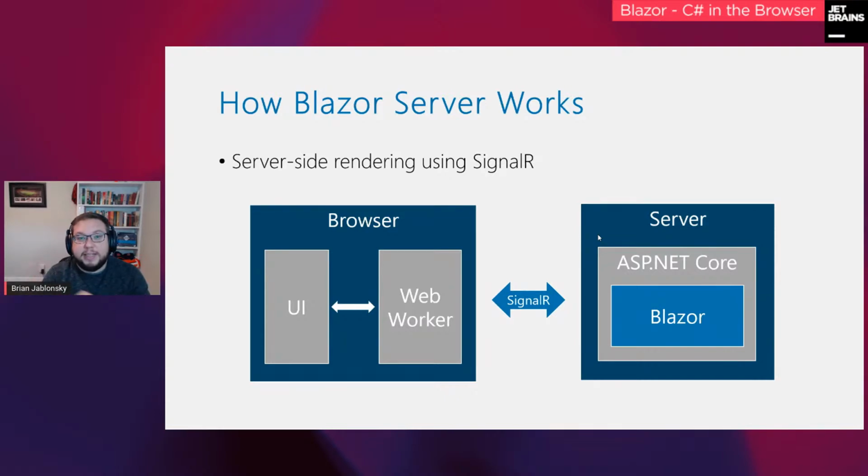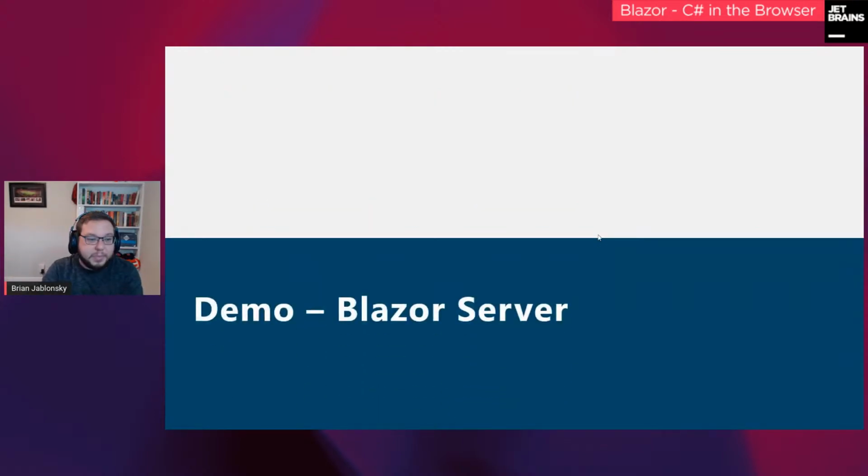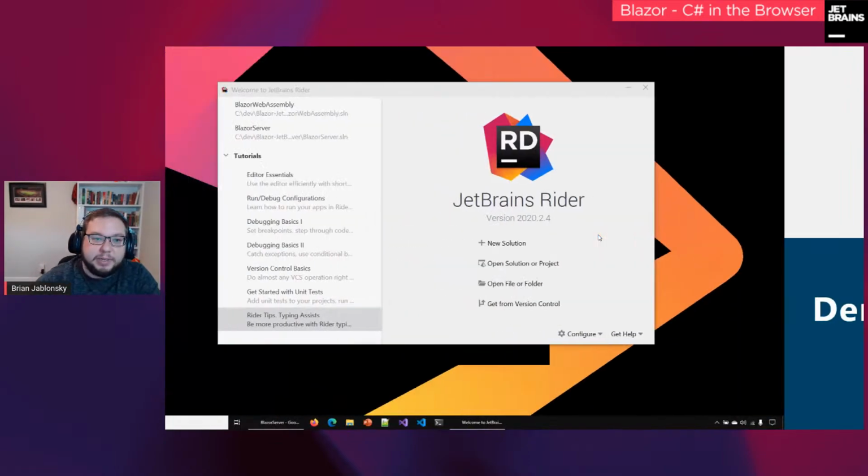And so you'll see that when you're using Chrome to inspect your network, there are no network calls being made. What's actually happening is a WebSocket gets opened up via SignalR, and all the communication gets done there. So, cool. Let's build and run a Blazor Server application real quick.